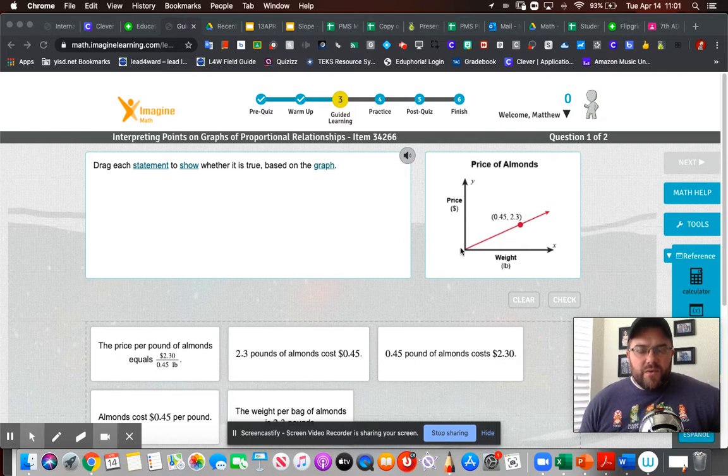This goes right through the origin. And the origin will also be on our table. So if we had a table of values, we would see 0, 0 on that table. So again, this is the guided learning portion of the Imagine Math lesson.